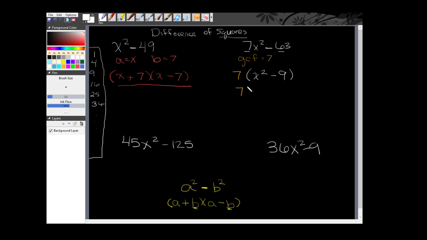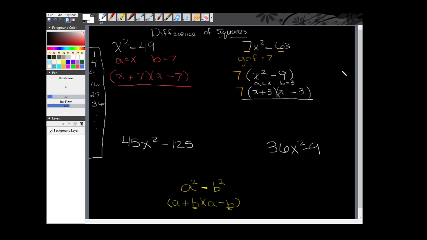So here, for the x squared minus 9, I'm going to set up two sets of parentheses, one with a plus, one with a minus. My a value, the value being squared here, is x. My b value, 9, is 3 squared, so my b is 3. In the fronts of my parentheses, I'm going to fill in an x, and in the back of my parentheses, I'm going to fill in a 3. And this is my final solution.